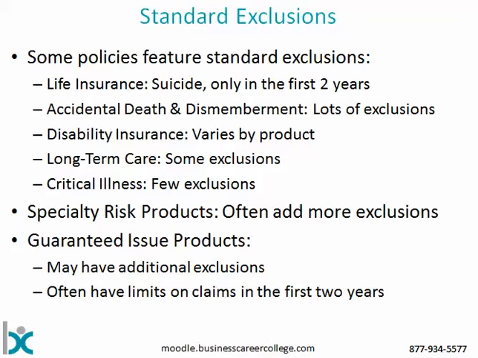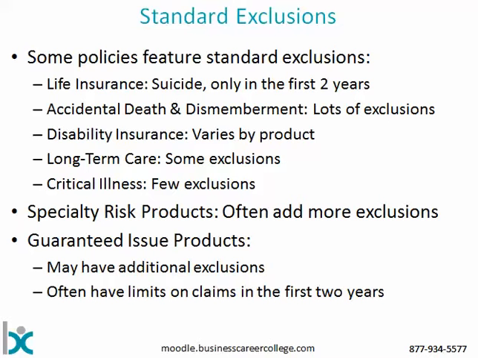Now, with other kinds of policies, we'll find more exclusions. And really, to know the exact set of exclusions that would apply, you would have to actually read the policy document. So, for example, accidental death and dismemberment policies feature a broad set of exclusions. Tons of stuff is excluded here. With disability insurance, you'll find with the more expensive products, disability insurance has very few exclusions. But as you get into the more affordable products, more stuff will be excluded.